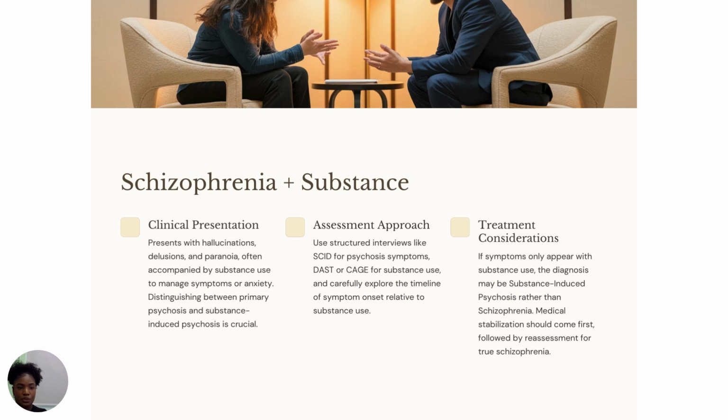as clinicians, we have to know if the symptoms only appear with the use of substances rather than schizophrenia. And you have to help the client seek, via referral, medical stabilization, followed by a reassessment for true schizophrenia.